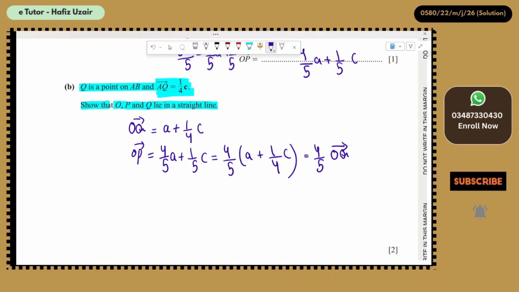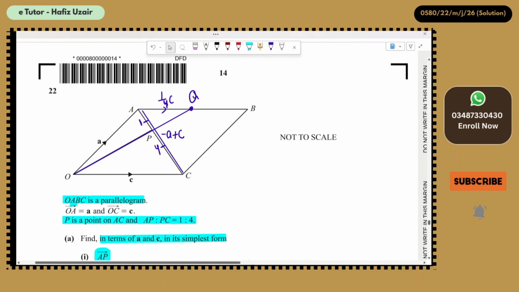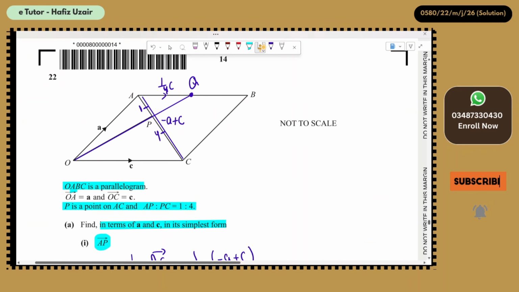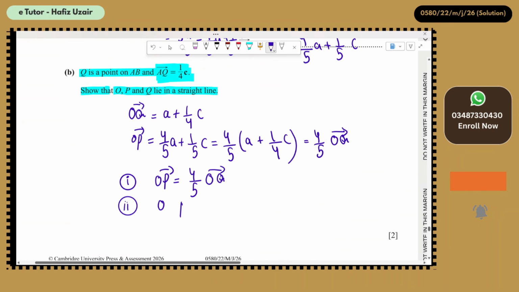Now if you want to show that some points are on a straight line, you need to show two things. First, you need to show that the vectors joining these points are parallel. So here OP is equal to 4 over 5 OQ, and this is the first point. In the second point, you need to show that they have a common point. This vector is from O to P, and similarly this vector is from O to Q. So point O is common.